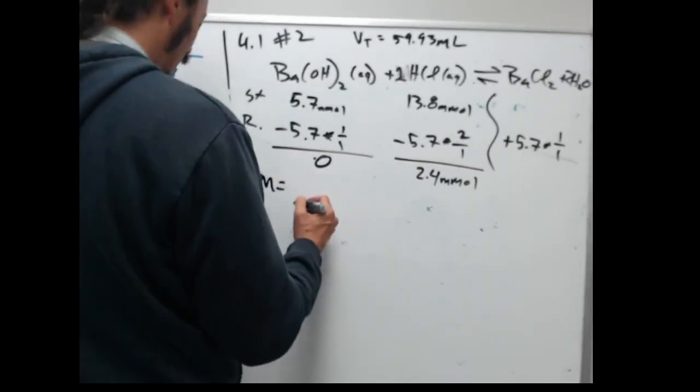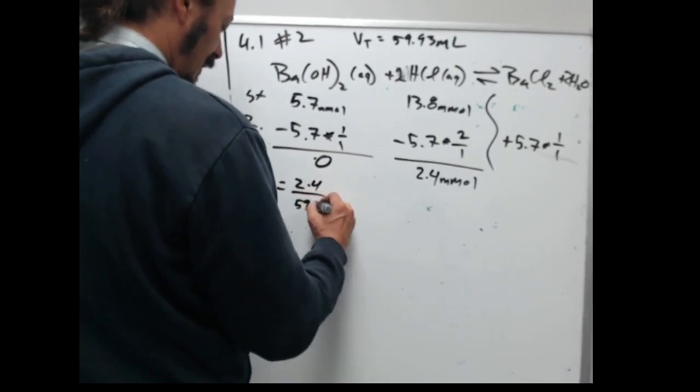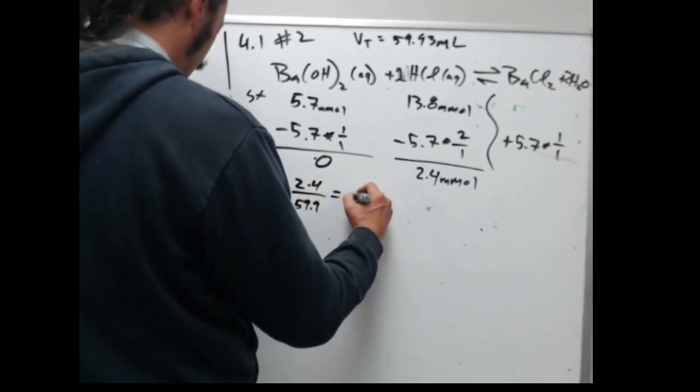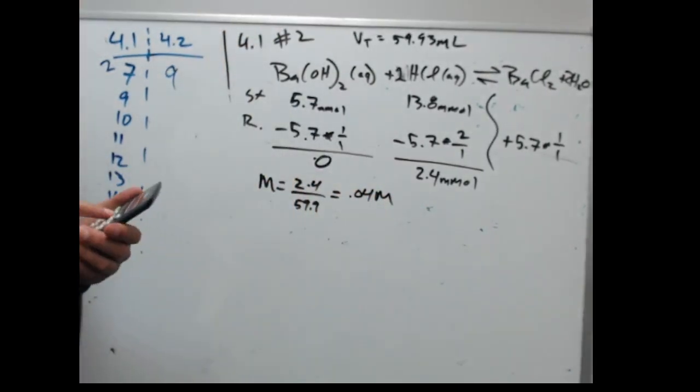I'm calculating molarity of 2.4 divided by 59.9. I'm getting 0.04 molarity, which gives me a pH of about 1.4.